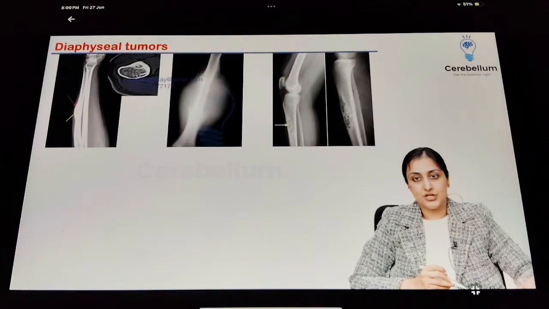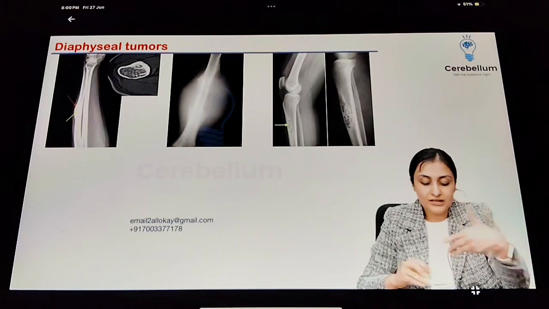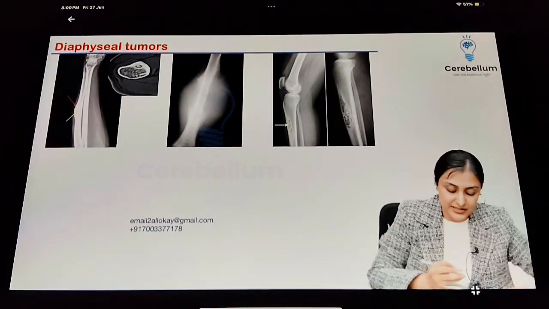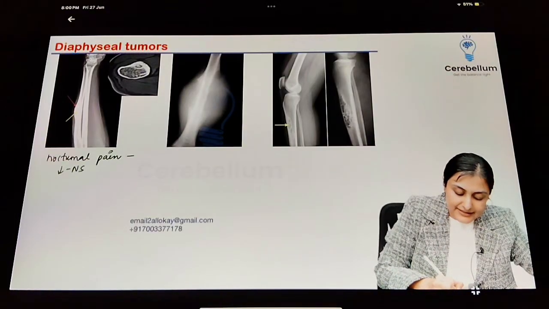Moving on to diaphyseal tumor. You know how in BTR you would have studied vowels stick together. That's what I keep saying. All three vowels are diaphyseal tumors. So the first one is where they'll give you the history that there's a patient who has nocturnal pain that is relieved on taking NSAIDs.